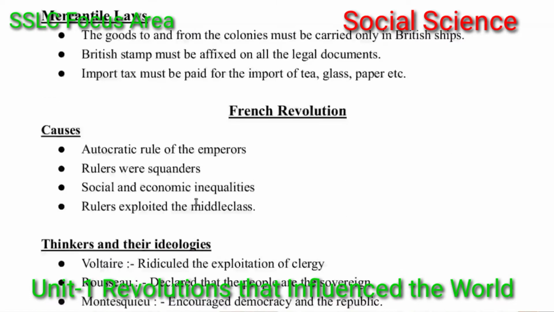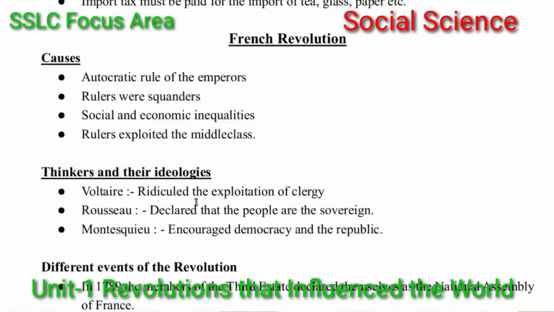Then the second revolution, that is the French Revolution. What are the causes of the French Revolution? Autocratic rule of the emperors. Social and economic inequalities. Rulers exploited the middle class.